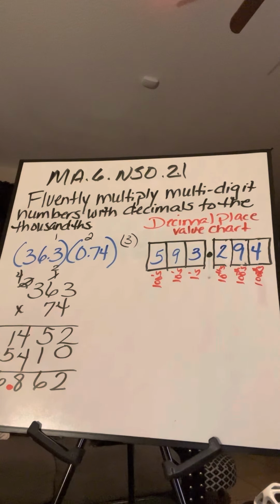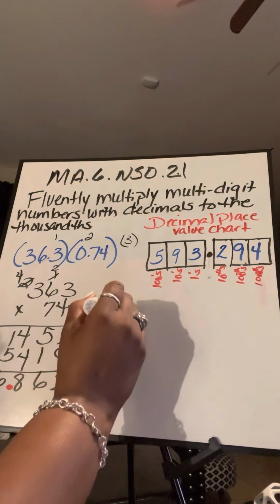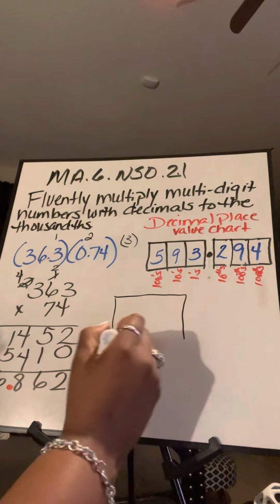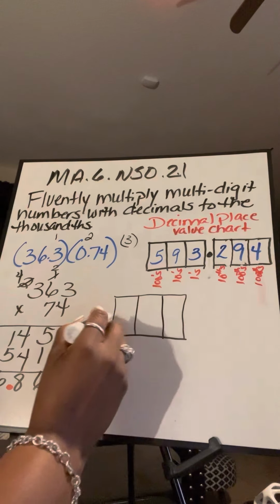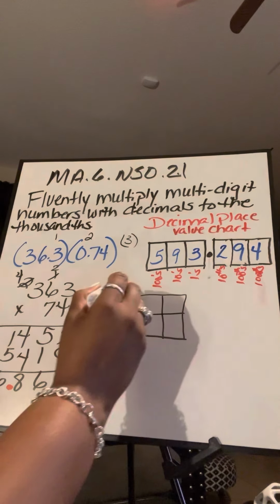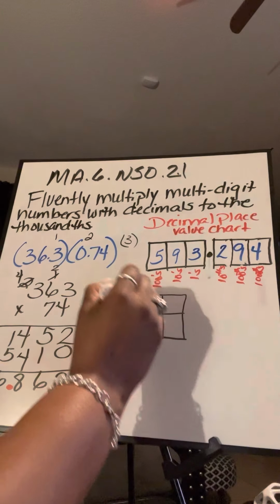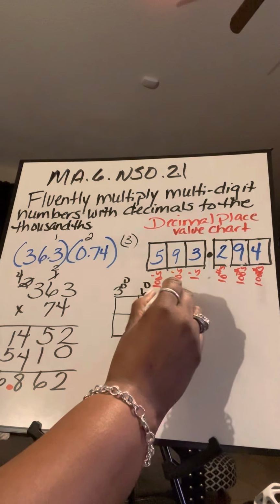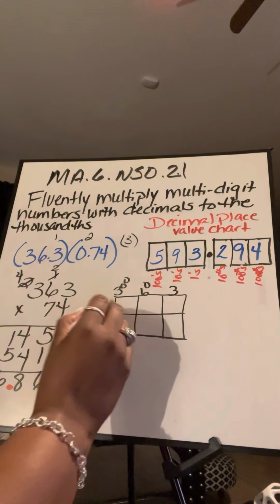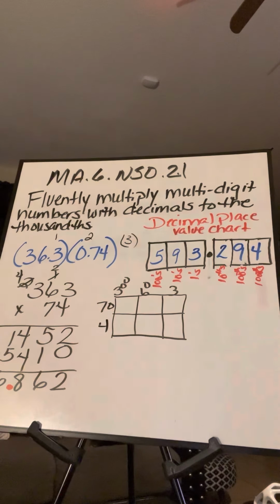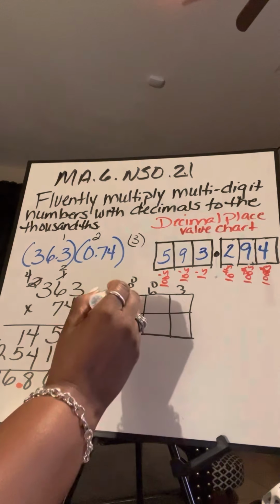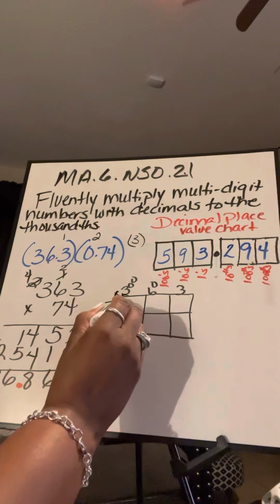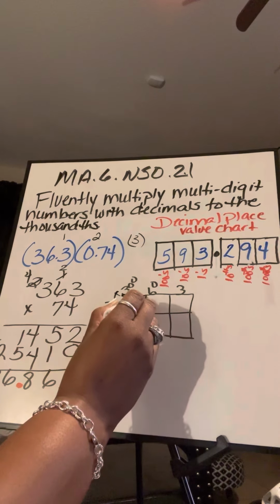I'm also going to show you the area model way to do this problem, where we have 3 numbers. So we're going to put 3 here. And we're going to have 2 numbers. So I'm going to put 360 and 3. And I'm going to put 70 and 4. And I'm going to multiply. Oops, sorry. I'm going to multiply it that way. So that is 21. And I have 3 zeros.